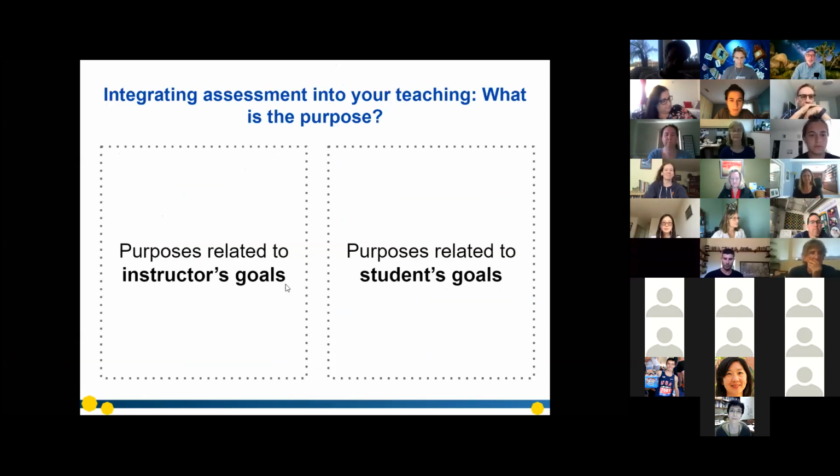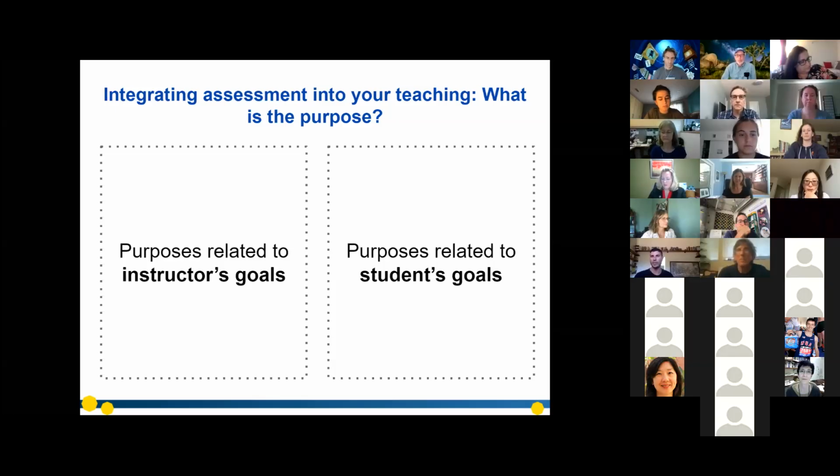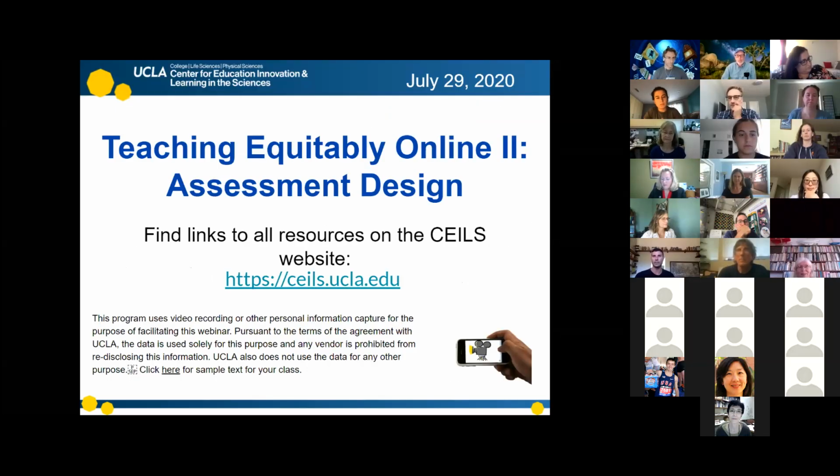There we go. So it's about integrating your assessments into teaching purposes related to instructor goals versus student goals. Today we'll try and talk about how we can work these two together and really focus on students and the equity and making students all feel welcome.